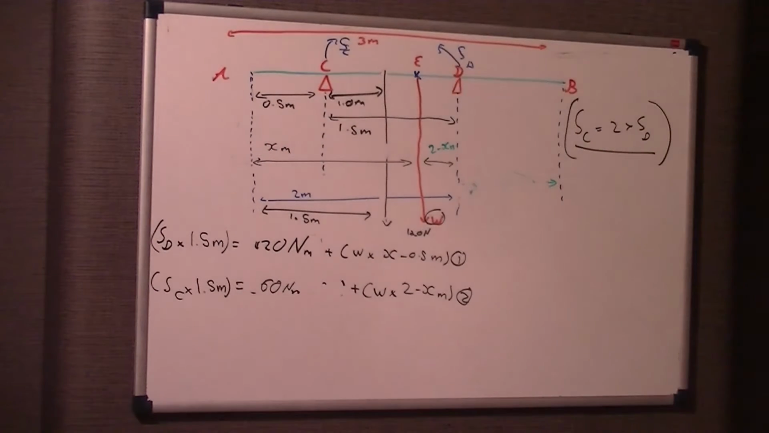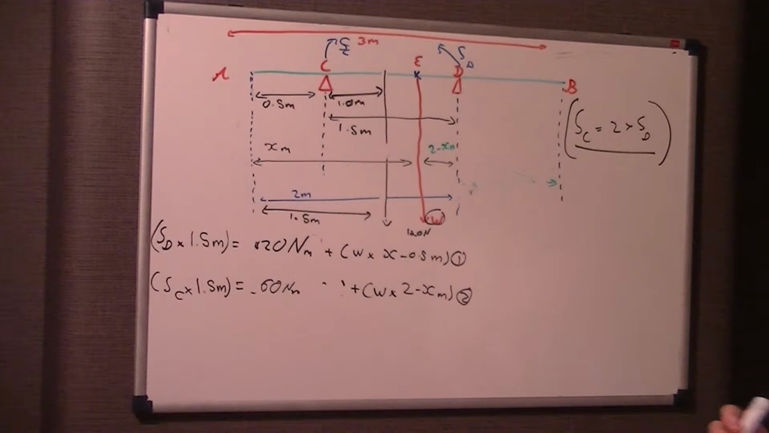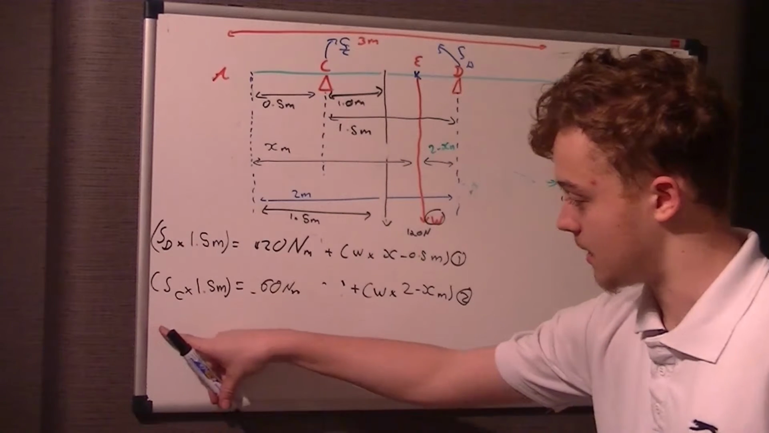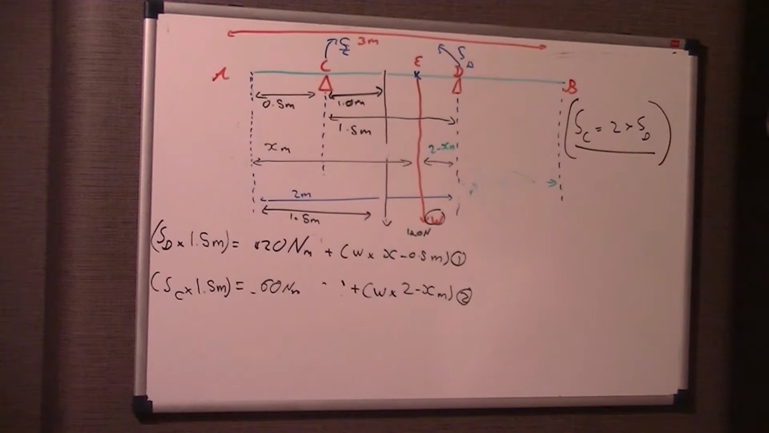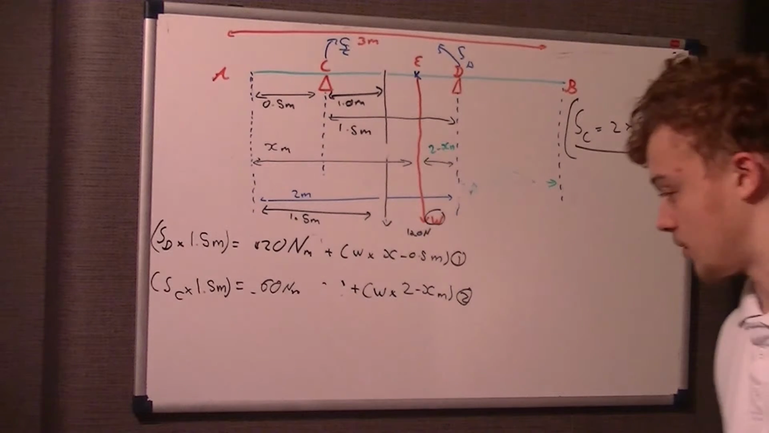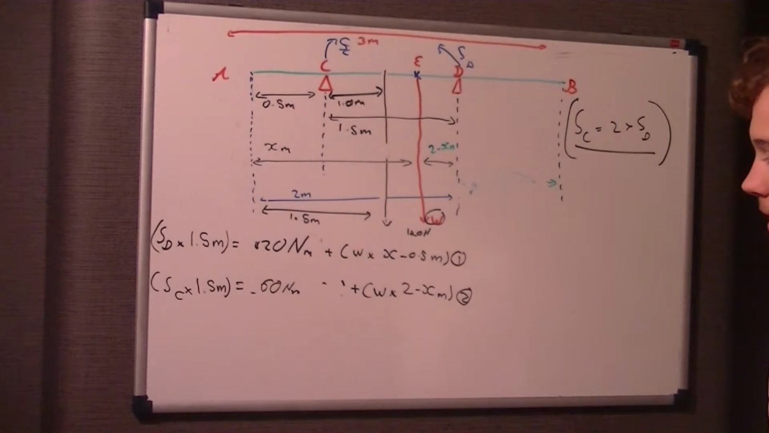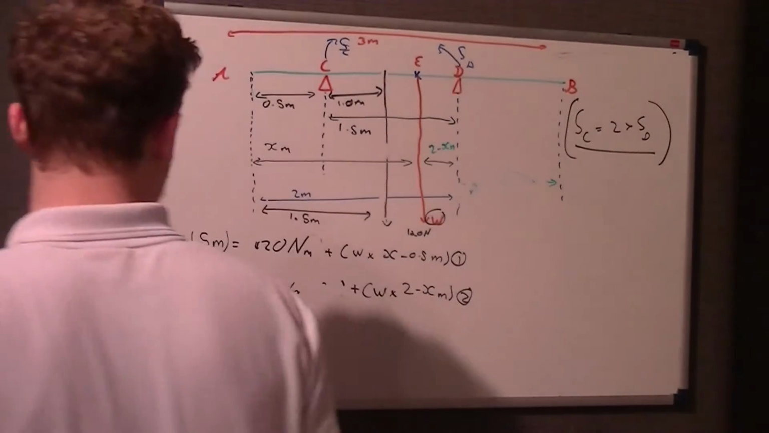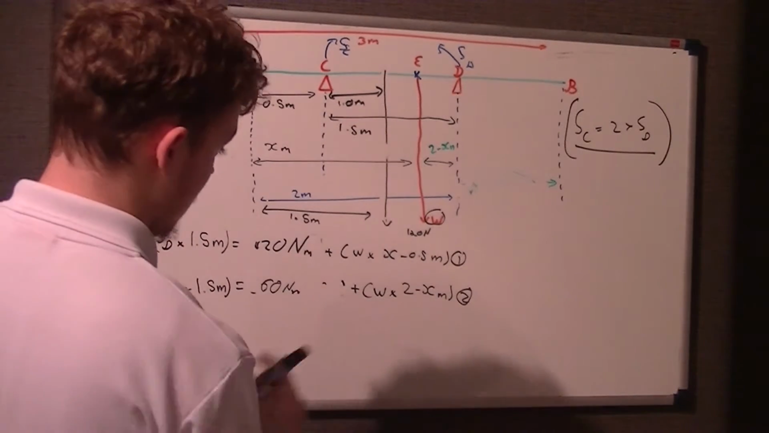Okay, so there are your two equations simplified, that's what you should have. Now we're told SC is 2 times SD. So SC times 1.5 is equal to 60 Newton meters plus W times 2 take x meters. So if SC is equal to 2 times SD, we'll rewrite this equation out. However, we don't need to write out SC times 1.5 equals all this.